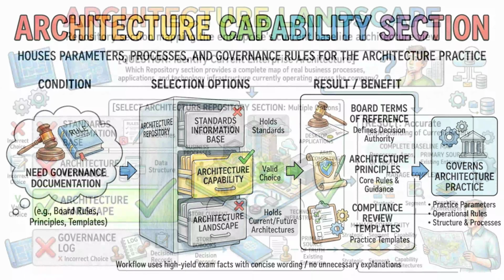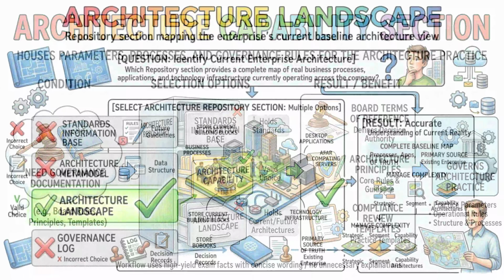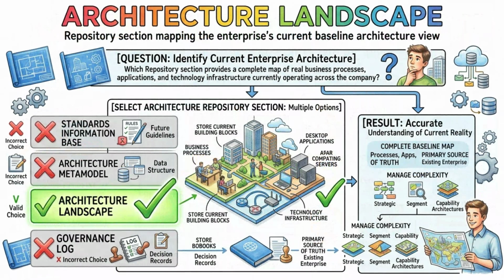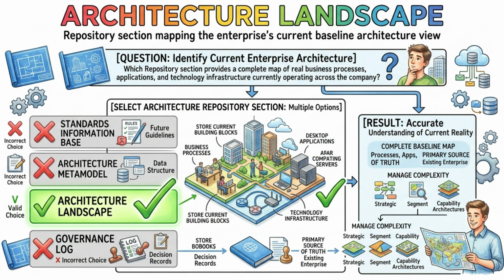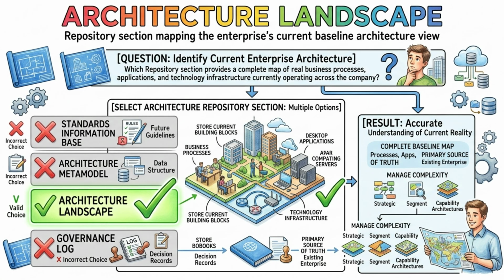The architecture landscape is the section of the repository that stores an architectural view of the building blocks currently in use by the enterprise today. It provides a complete map of the baseline architecture, showing the real business processes, applications, and technology infrastructure currently operating across the company. The landscape is often divided into strategic, segment, and capability architectures to manage complexity. On the exam, remember that the landscape is your primary source of truth for understanding what currently exists in the enterprise.